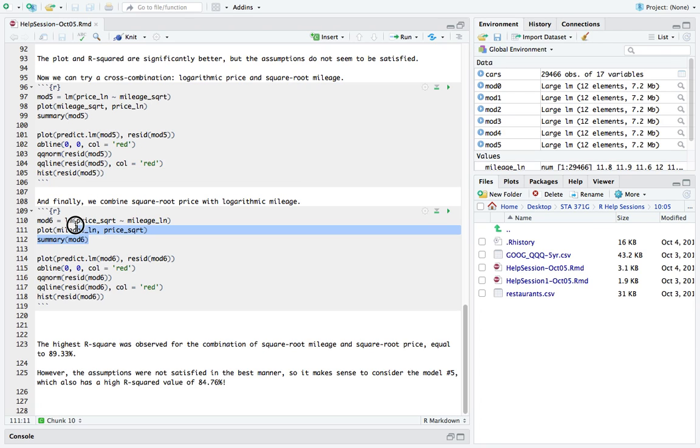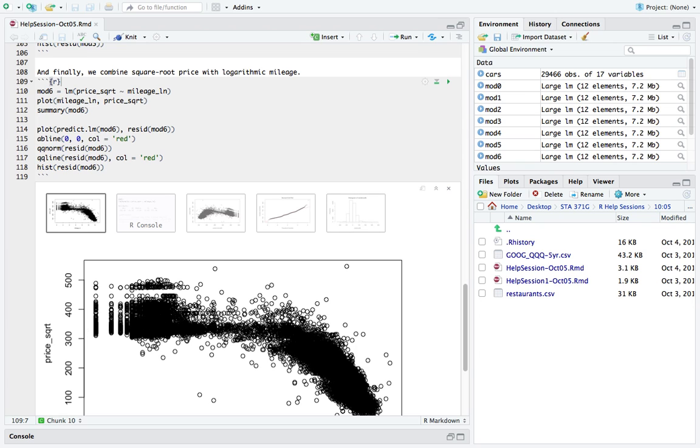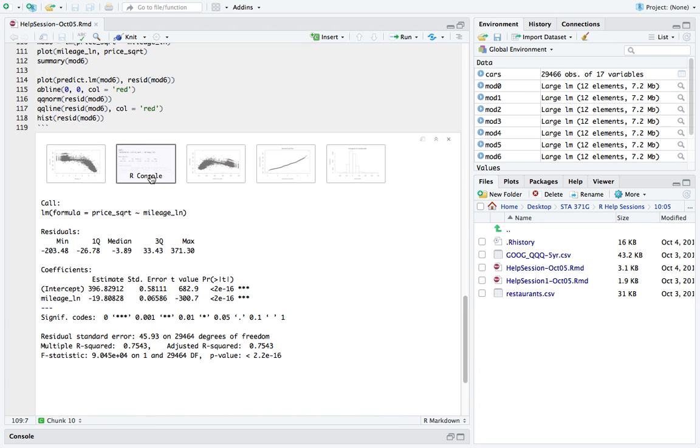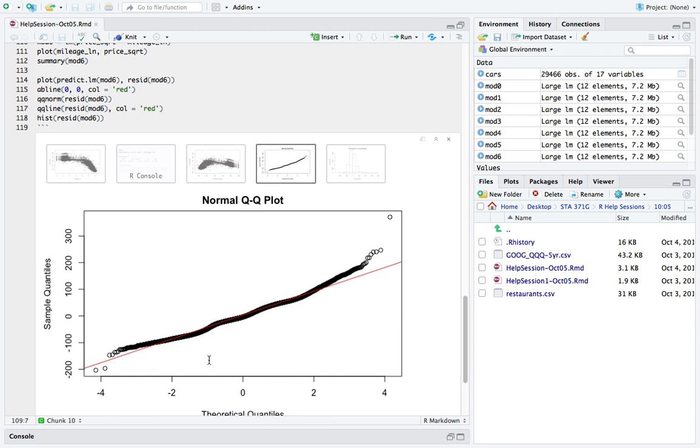And finally, just to be consistent, and to be inclusive of all the possible transformations that we can do, let's try one more combination that's possible, and that's a square root price with a logarithmic mileage. And for this transformation, we can see that definitely the linearity condition is not satisfied, and the R-squared value is relatively high, 75.43%. However, the equal spread condition is definitely not satisfied. The normality condition seems satisfied, but look at the scale. This is much more deviation from the line than in the previous case.